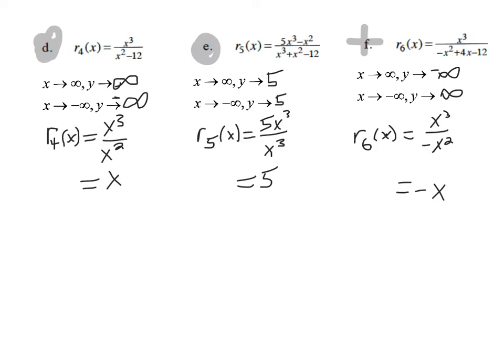All right, welcome back. In r sub 4 of x, or part D, if I take the most influential term in the numerator and the most influential term in the denominator and analyze that fraction, it reduces to x. And so as x goes to positive infinity, y is going to go to the same thing, positive infinity. It's going to where x is going. And as x goes to negative infinity, then this output of the most influential terms is also going to be negative infinity.